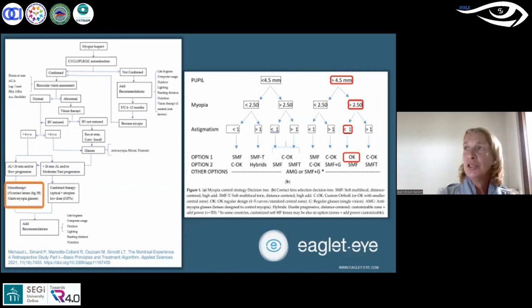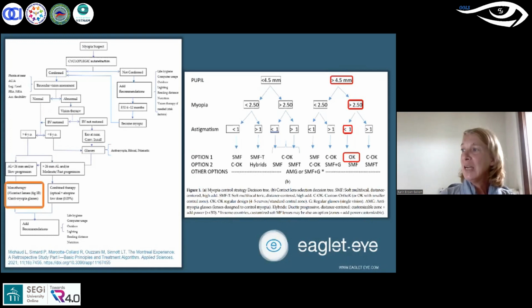So your decision tree, of course, you've got your cycloplegic auto refraction, confirmed, not confirmed. You're sort of looking at the axial length. Then deciding, depending on where you are, are you going to have contact lenses, or are you going to have spectacles, or are you going to have something like a combined therapy with atropine drops as well? And the recommendations, of course, are still the same. So make sure that you go outside, cut down on your computer use, make sure that you're spending some time outside, lighting, reading distance, and nutrition. So a lot of that also still needs to come into the equation.